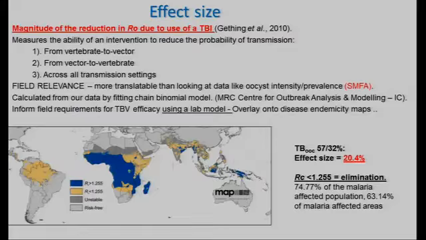That's the yellow areas on this map. The blue area is the area where elimination wouldn't occur. And these yellow areas are actually 74.77% of the malaria-affected population. That's actually quite a high number, and we were pleasantly surprised by that. But it's a real indication that the efficacy you need in one area is not going to be the same as the efficacy you need in another area.